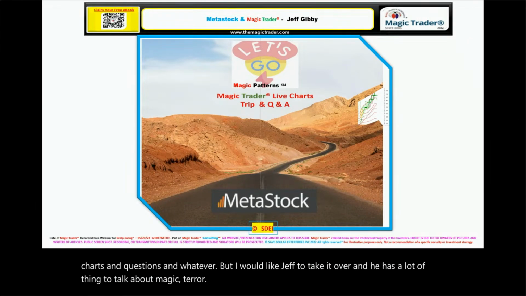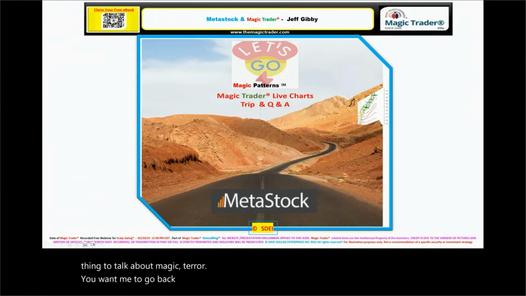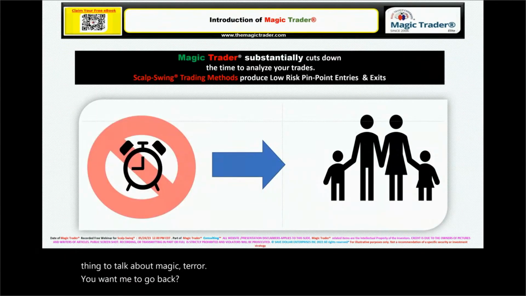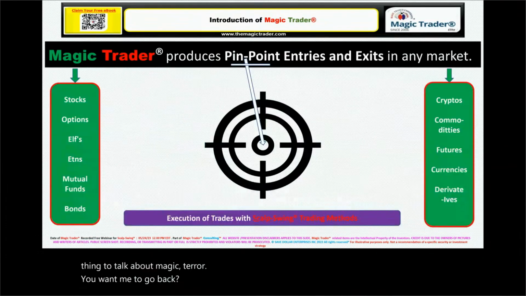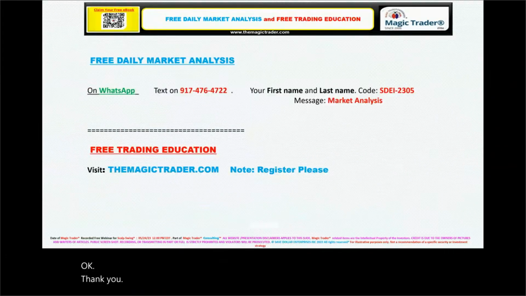Peter, before we go on, can you back it up to the slide that was the WhatsApp slide? I wanted to talk about that a little bit and just highlight that. You want me to go back? Yeah, just to the WhatsApp slide. Okay. Because I actually had put together a slide like this, but yours looks better, so we'll use yours instead.